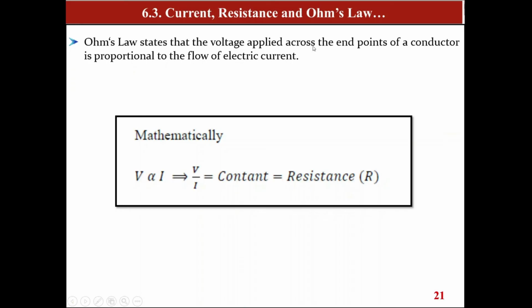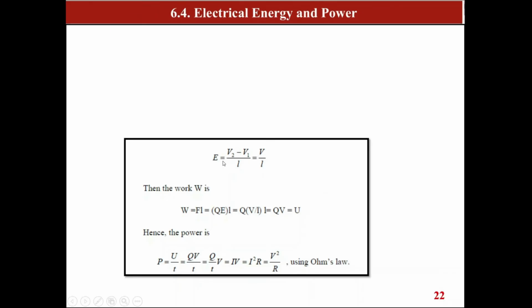It states that the voltage applied across the end points of a conductor is proportional to the flow of electric current. Mathematically, V is directly proportional to I. V over I is constant, and this constant is called resistance.